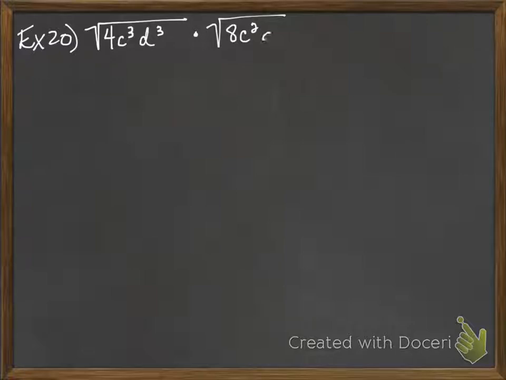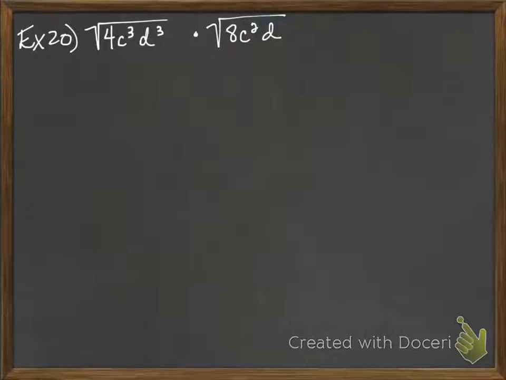All right, we gotta have some problems that have some variables in them. So example 20's got to have some variables in them. You got the square root of 4c to the third d to the third, times the square root of 8c squared d. So as long as we're multiplying, we don't have to have the same thing underneath. We're just going to multiply everything under one square root times everything that's under the other square root.